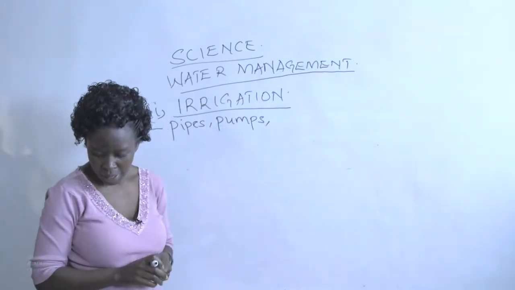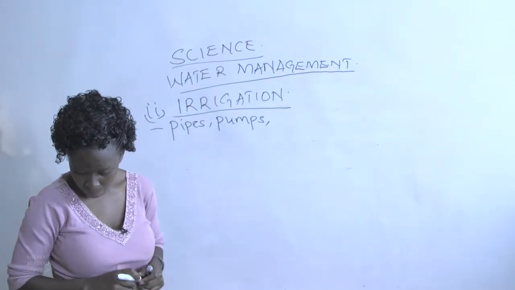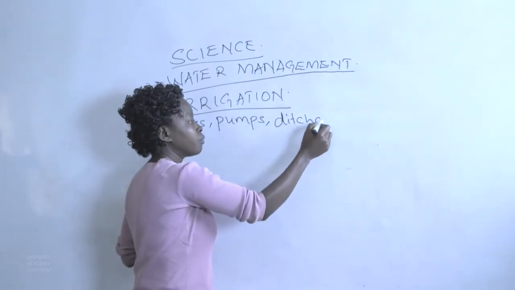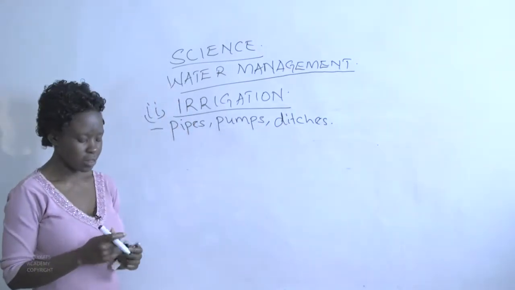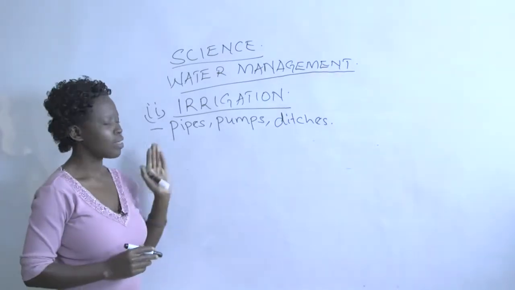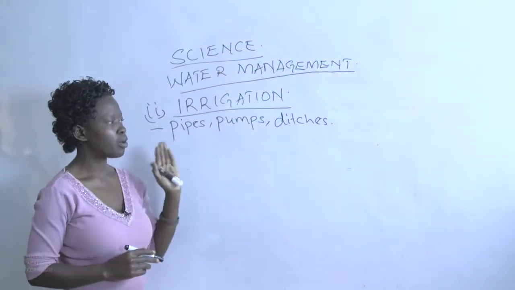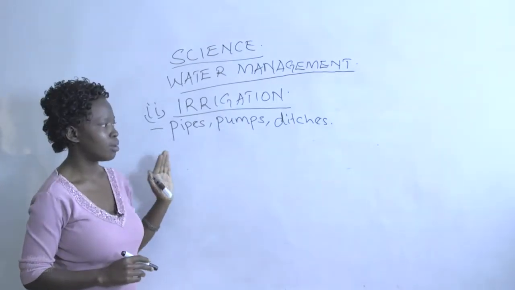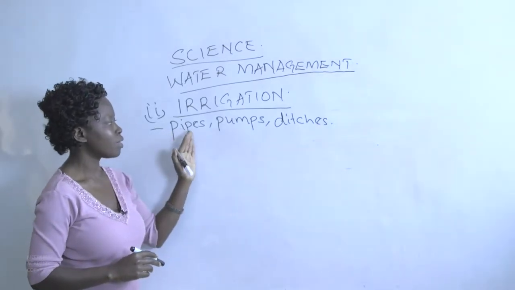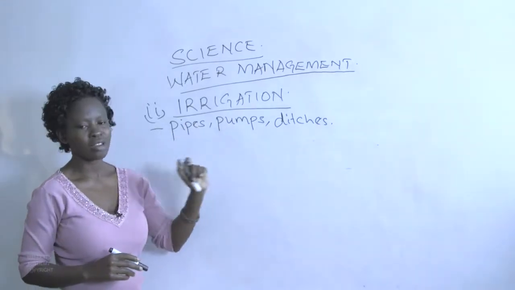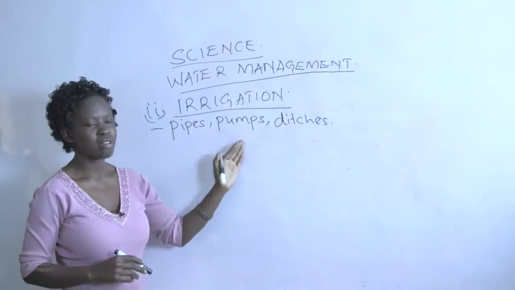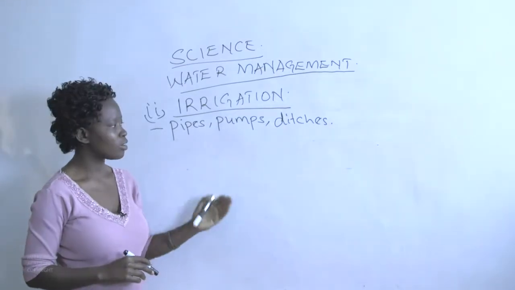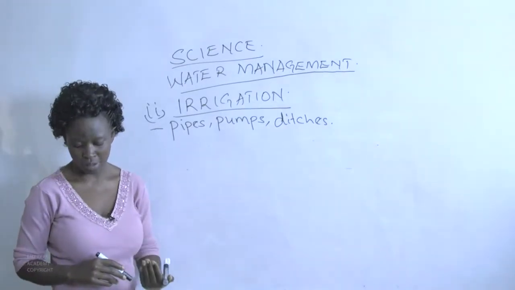You are providing the water through the ditches. So this is not the rainwater, but this is water that you are providing manually because maybe the rainwater is not enough for the given crops that are available in that given region. So what happens is you have to provide the water maybe through pipes, pumps, or ditches so that this plant is able to get the water it requires for its activities.